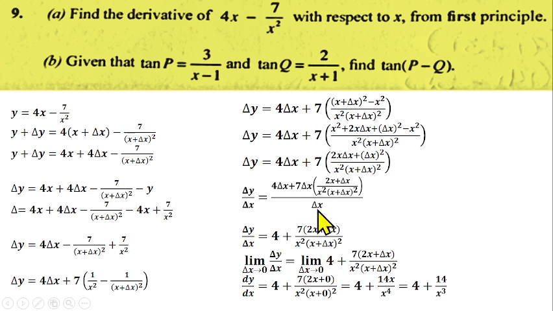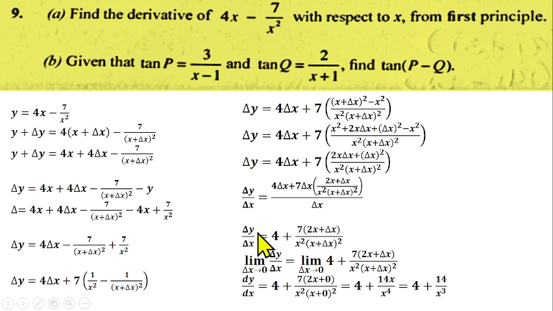Of course, you can break this one down if you don't understand what you have done here. That means you have 4 change in x over change in x plus 7 change in x multiplied by the bracket over change in x. Do you understand that? Then change in x will take care of change in x here. That means you have 4 plus 7 into 2s plus change in s over s squared into s plus change in s squared. Do you understand that? Then if you understand that, that means you can take the limit of change in s tends to 0 of both sides.